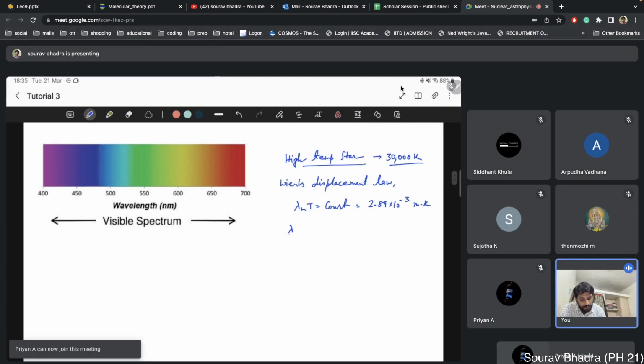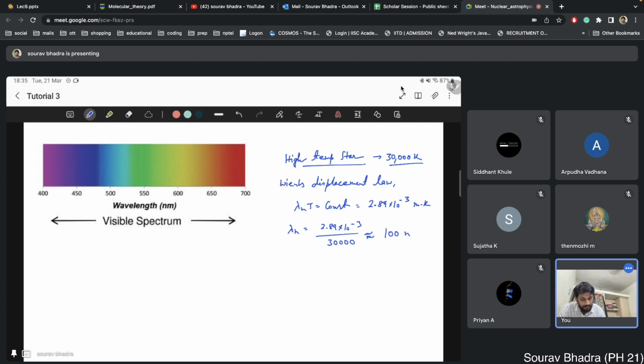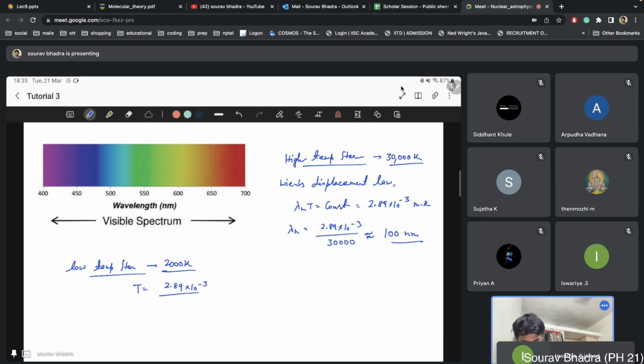Now if you put your T of 30,000 Kelvin, you will get roughly, just calculate it, 100 nanometer. So for a high temperature star we got lambda as 100 nanometer, and similarly for a low temperature star, T equals, suppose I am taking the temperature as 2000 Kelvin, the low temperature, that means 2.89 into 10 to the power minus 3 by 2000. So if you calculate, it will be around 700 nanometer.